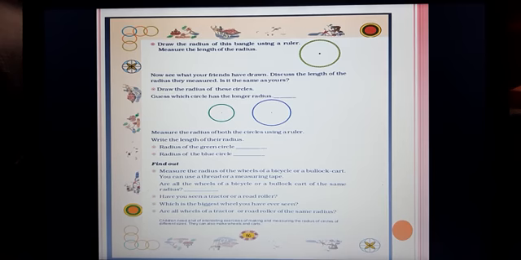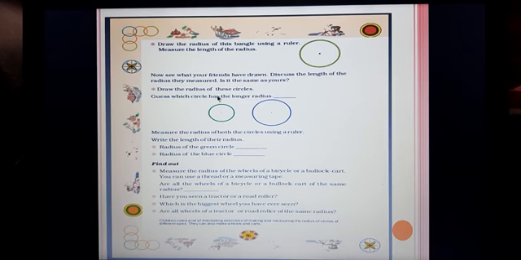Coming to the next class, we are continuing with the same chapter, Cards and Wheels. Page number 86. You can see on page 86: draw the radius of the bangle using a ruler and measure the length of the radius. As we showed you yesterday, when a circle is given with the center point, you keep a scale and measure the radius, which is the length from the center point to the boundary of the circle.